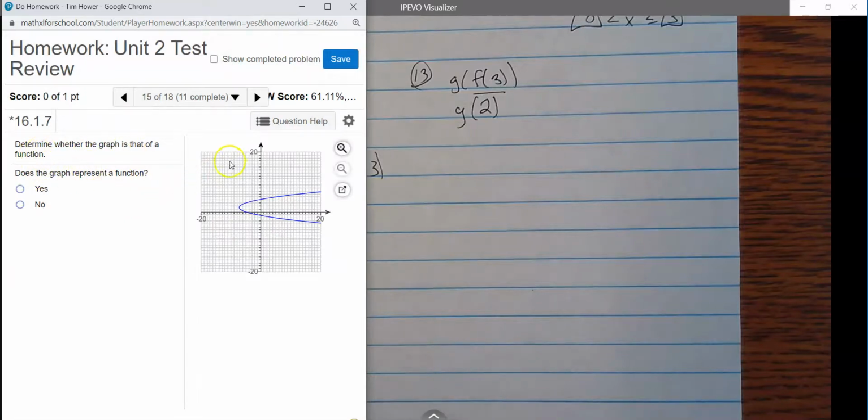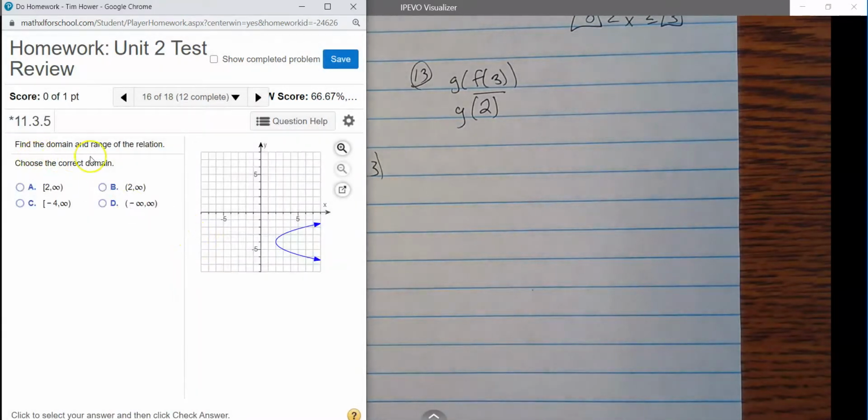Determine whether this is a function. So vertical line test, can I draw a vertical line and hit it twice? Yes, several places, which means at that place, like if I plugged in 1 for x, I would get, I don't know, 4 maybe, and negative 1. I get 2 different y values for an answer. So that means it's not a function. So this one fails the vertical line test.